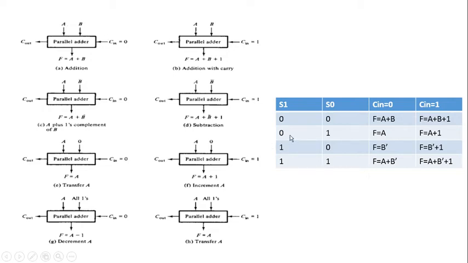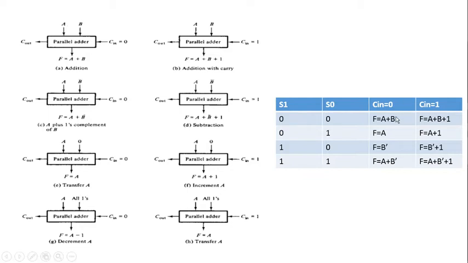Next condition: with S1 equal to 0 and S0 equal to 1, we want to get a transfer operation. We transfer the A input itself when Cin equals 0, and when Cin equals 1, we want to perform an increment operation of the A input.